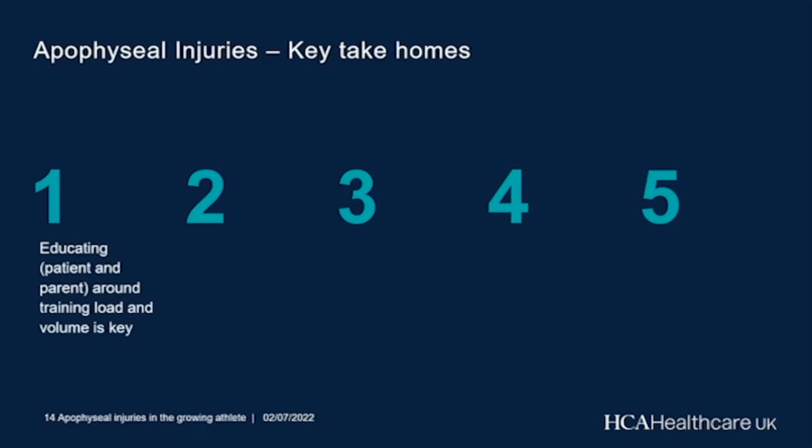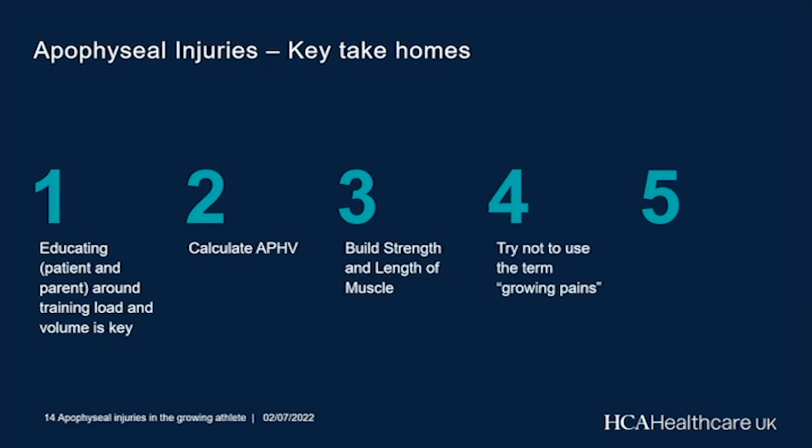So the key take-homes are, obviously, educating our patients around training load and volume is key. Calculating the age of predicted height velocity, I think that's a very, very easy thing to do, and the more we educate our younger population, adolescent population about that, the better. Length and strength of muscle, very important, get those concepts in early. Try not to use the term growing pains. I think it's very unhelpful, and I think actually it gives a false sense of security to actually where things could be optimized much better. I know it's a very easy term to use, but actually I think we can be better in terms of our diagnostic certainty than growing pains.